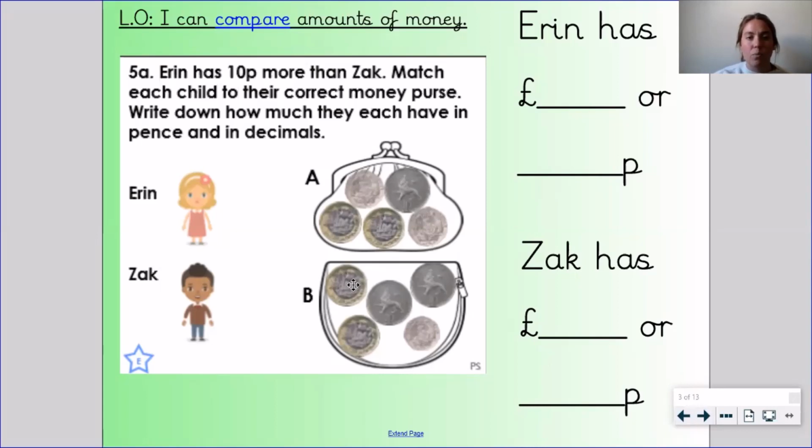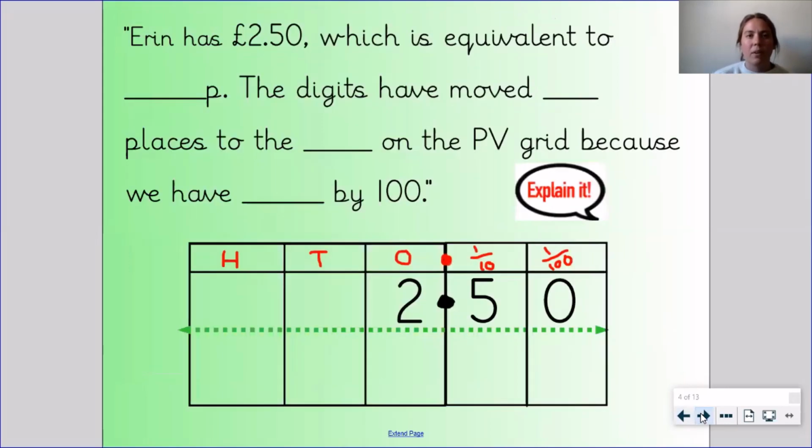And down here I've got £1 again, another pound, a 20p piece and 2 tens. So altogether here I've got £2 and 40 pence. Okay, so if I've got £2.40 here, I've got £2.50 here. I know Erin has 10p more than Zach, so this purse here must be Erin's. Now converting that between pounds and pence, just remind yourself, so if I've got £2.50 for Erin, how many p are there? And Zach has £2.40, how many p would that be?